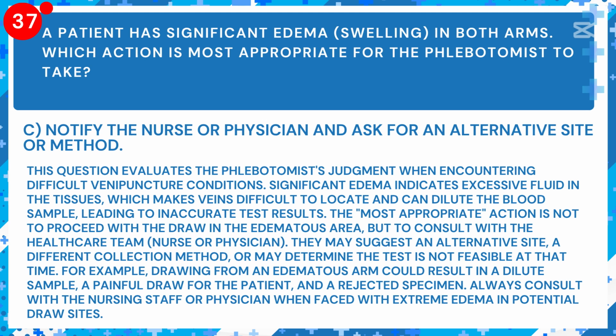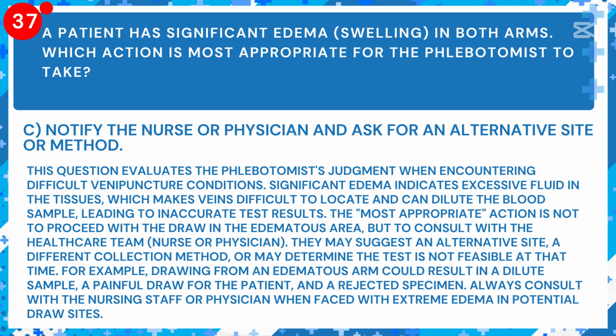Answer: C. Notify the nurse or physician and ask for an alternative site or method. Explanation: this question evaluates the phlebotomist's judgment when encountering difficult venipuncture conditions. Significant edema indicates excessive fluid in the tissues, which makes veins difficult to locate and can dilute the blood sample, leading to inaccurate test results. The most appropriate action is not to proceed with the draw in the edematous area, but to consult with the healthcare team, nurse or physician.